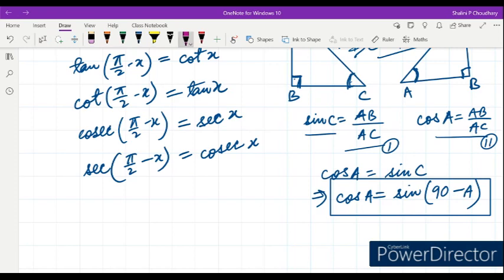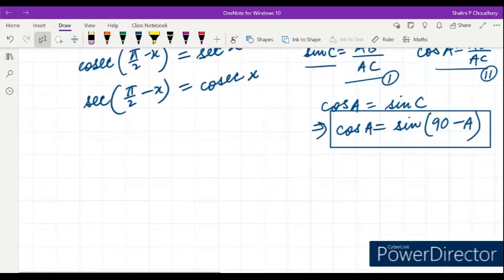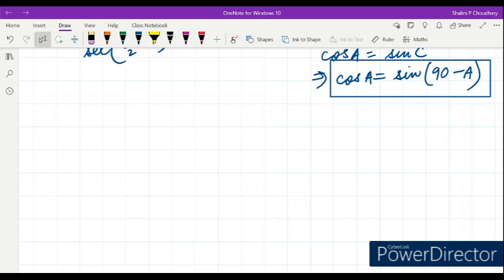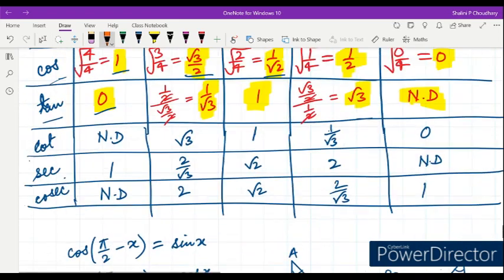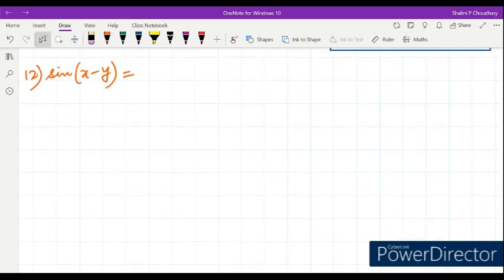Okay. Now sine of x plus y we have discussed. Now we'll see what is happening when we have the formula x minus y. The next formula, sine of x minus y. This one was 11, so we'll write here 12. So sine of x minus y, the formula for this one will be sine x cos y minus cos x sine y. Okay, so this formula we got.